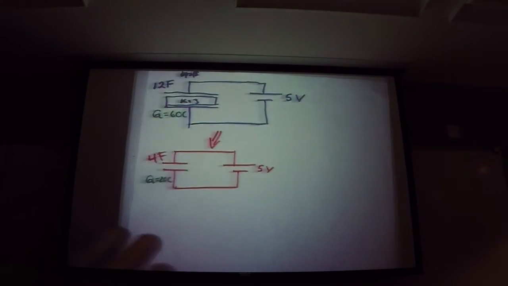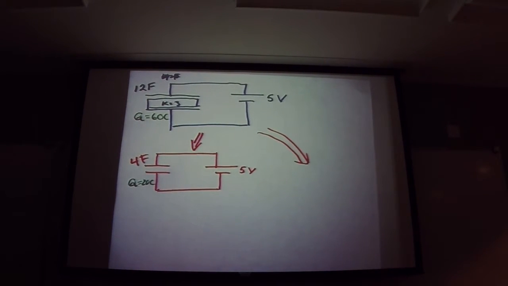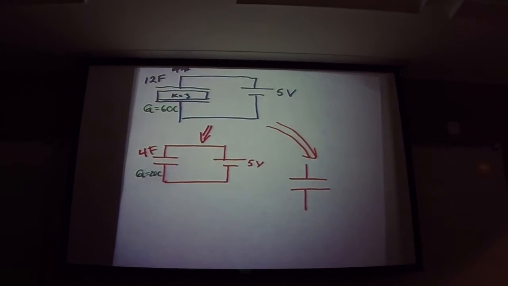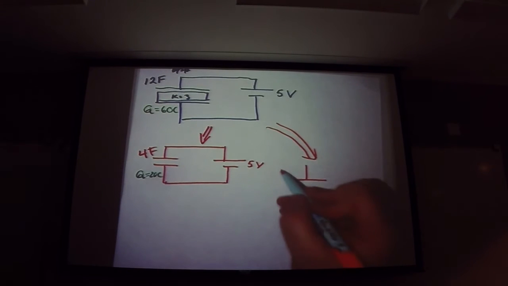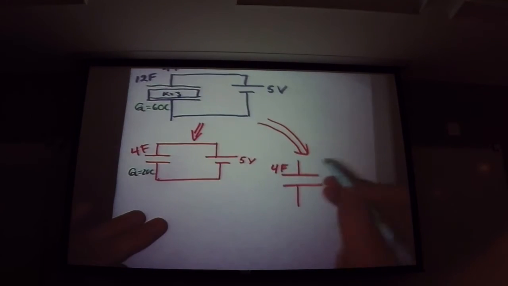Okay? Second scenario. I disconnect the battery and then pull the dielectric out. Well, if I disconnect the battery and then pull it out, I end up with this, but in this case the capacitance once again has been reduced to 4 farads. However, in this case, the charge must stay the same. It has to. It must stay the same. So Q here is 60 coulombs.